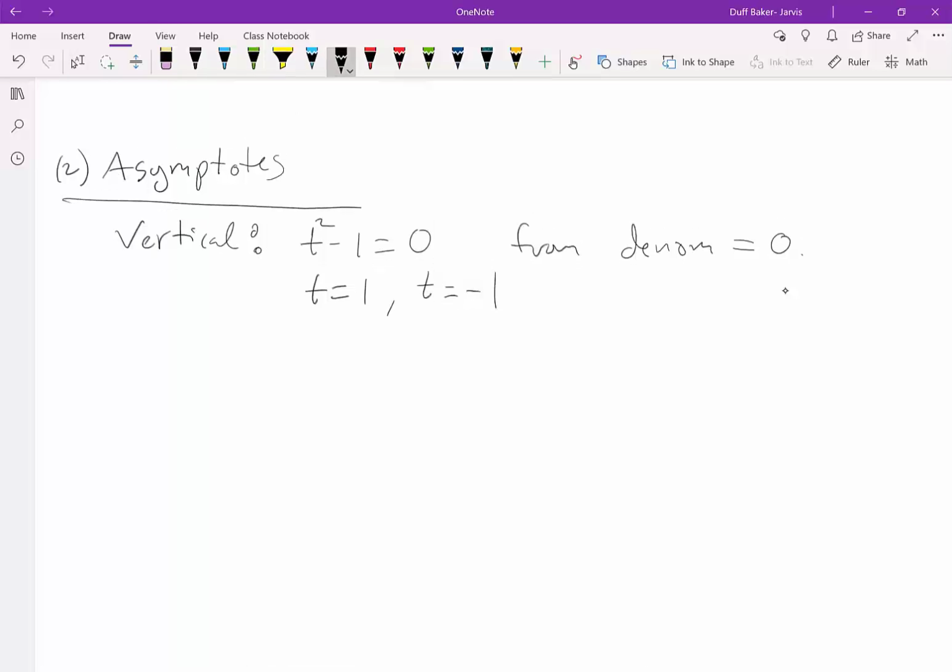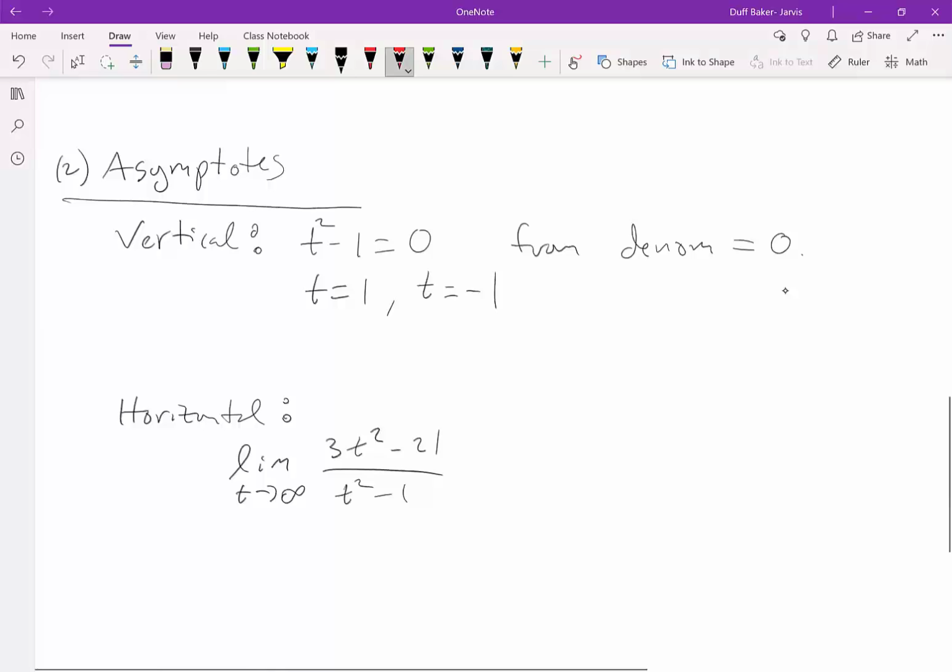Let's then look at horizontal ones. Horizontal asymptotes come from looking at the limits at infinity of the original function. If you compare the powers in the numerator and denominator, we see that it should be the ratio of the coefficients because both powers are t squared. So this will be 3 over 1, which is 3. And the limit at minus infinity is the same. For rational functions, if the limit is equal to a number, they always come out the same. But if it's an infinity or something, they can be different.